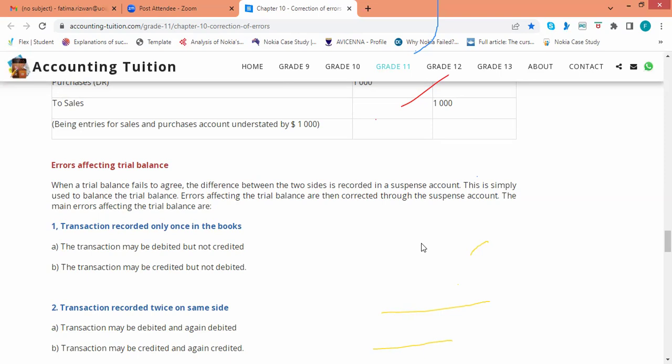When a trial balance fails to agree, the difference between the two sides is recorded in a suspense account. Just for a while, we record it in a suspense account. This is simply used to balance the trial balance. Errors affecting the trial balance are then corrected through the suspense account. The main errors affecting the trial balance.